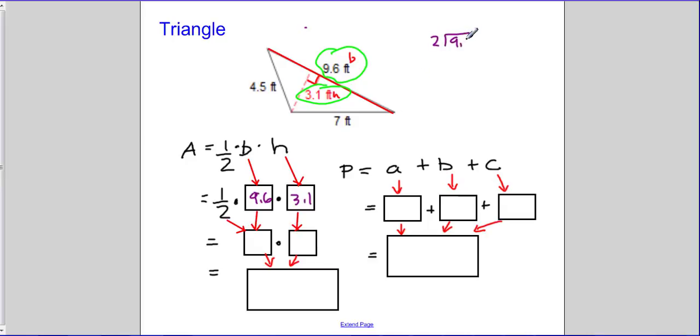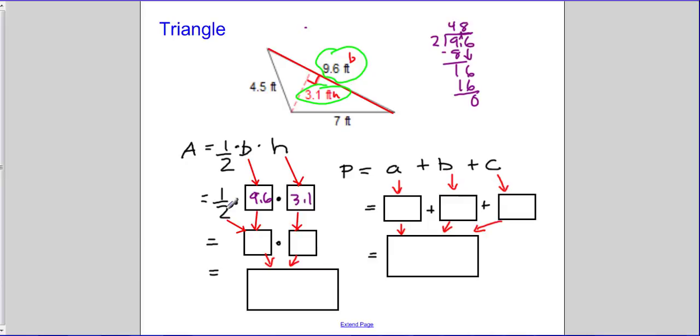You can do it this way. Bring your decimal point straight up. 2 goes to 9 4 times. 4 times 2 is 8. Subtract. 9 minus 8 is 1. Bring down the 6. 2 goes to 16 8 times. So that's one way to get 4.8.